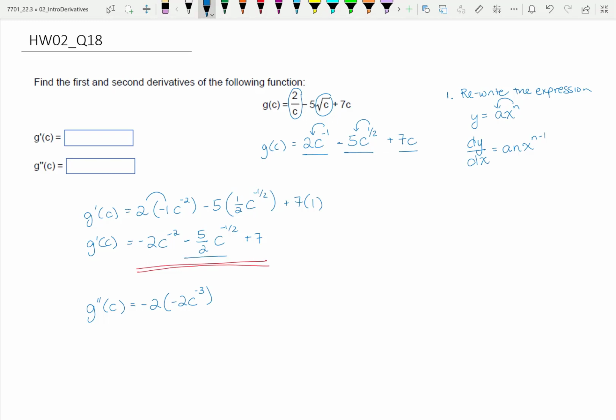Looking at my next term, I have the coefficient, negative 5 halves. Now I do the derivative of c to the power of negative half. I pull back that exponent, negative half, c to the power of negative half minus 1. So negative half minus 1, I like to write that as minus 2 over 2, is going to give me minus 3 over 2. So my exponent is going to be negative 3 over 2.